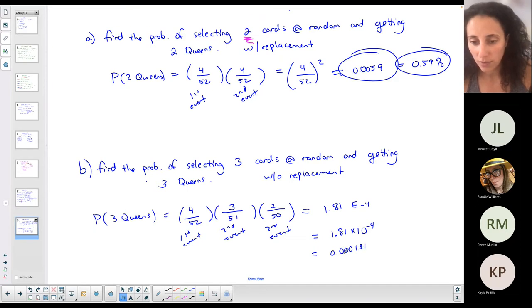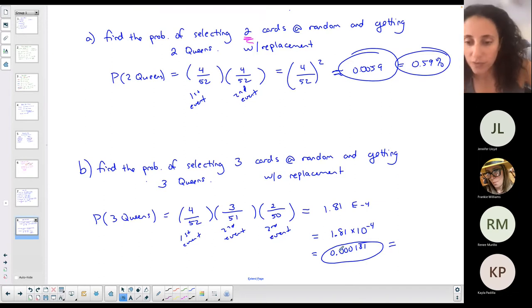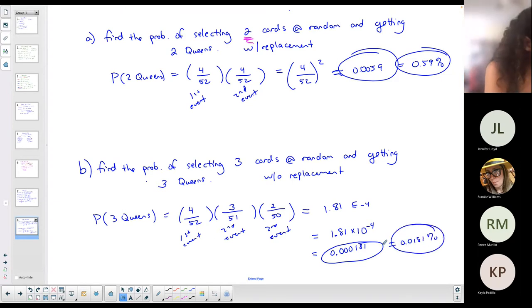0.000181, right? I moved it 1, 2, 3, 4 places to the left. This is the probability of this happening, which if I converted it to a percentage, move the decimal 2 places to the right, 0.0181%. I would consider that extremely unlikely, right? Extremely unlikely. Tell me if that makes sense. Would we consider that to be extremely unlikely in general too?